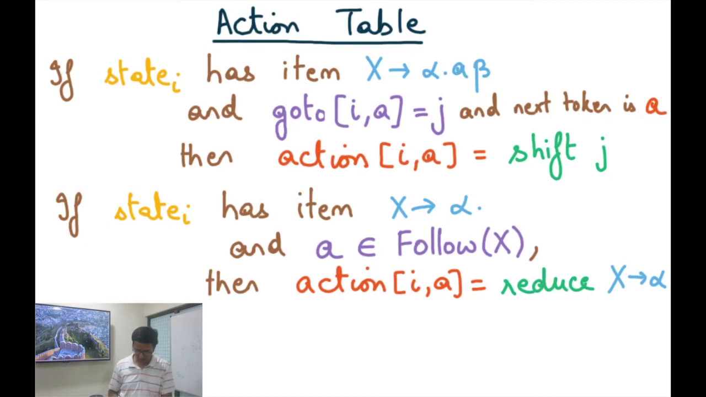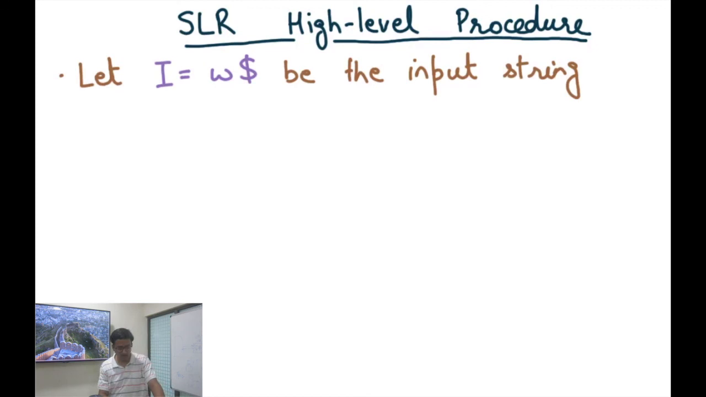Similarly, if I have an action[I, A] that reduces all the way to the start symbol S prime, and there is nothing left, and the next symbol is a dollar, which means end of input, then I have accepted the string, right? Okay, so this is the high-level pseudocode of this procedure. It's exactly what you would expect.